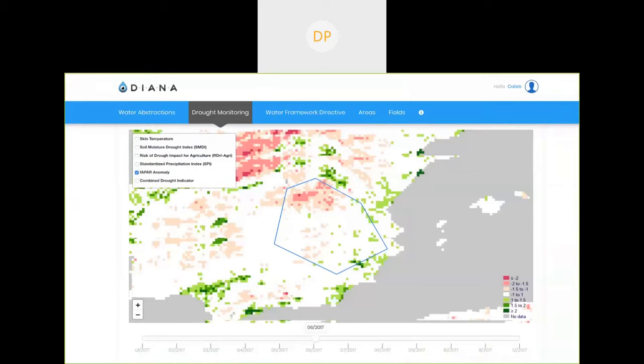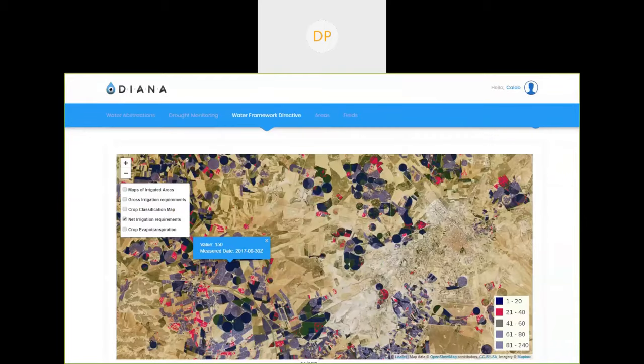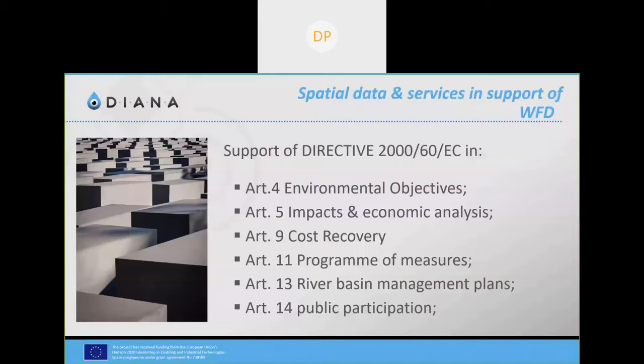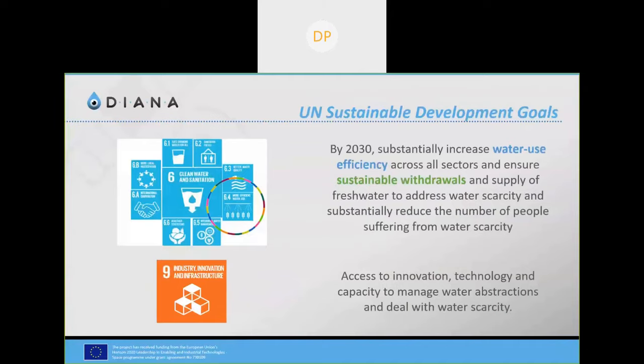The second service is, of course, drought forecasting and monitoring. And the forecast is a six-month period, three-period forecast. There are a number of indexes here that we use as well to enable the users to get the results that they want. And finally, we have the Support for the Water Framework Directive. I will not stay here a lot, but it's important to say that we provide high resolution spatial data and services in support of the Water Framework Directive and for the UN Sustainable Development Goals.